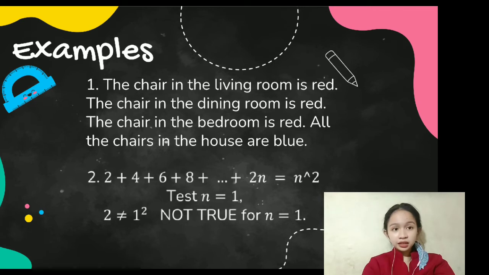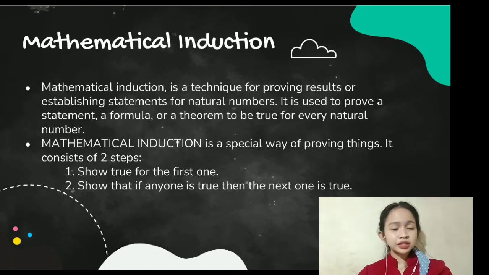So, test n equals 1. Since 2 is not equal to 1 raised to, it is not true for n equals 1. Hence, the equation 2 plus 4 plus 6 plus 8 plus ellipsis plus 2n equals n raised to is untrue. Now, let's proceed to mathematical induction.